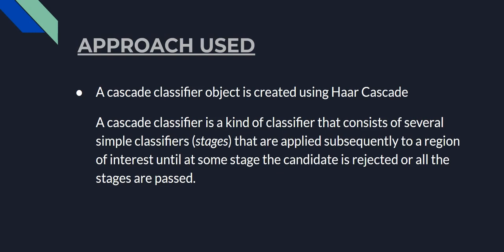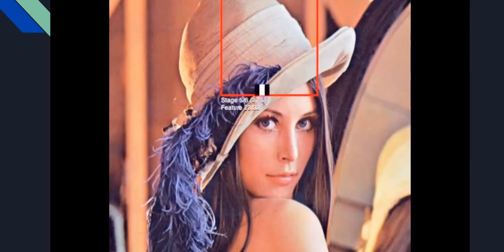By this, I mean that the classifier detects a face in several stages by marking the area where it thinks it has found a face. Finally, the area is passed if it's a face and rejected if it isn't. A Haar cascade is an approach where a lot of positive and negative images are used to train the classifier. Now let's see a small clip to understand how this works.